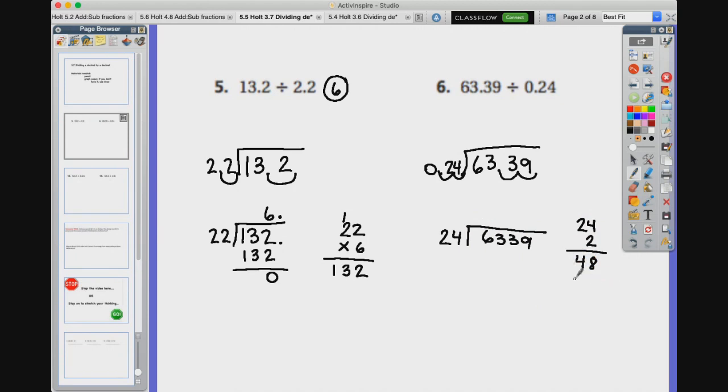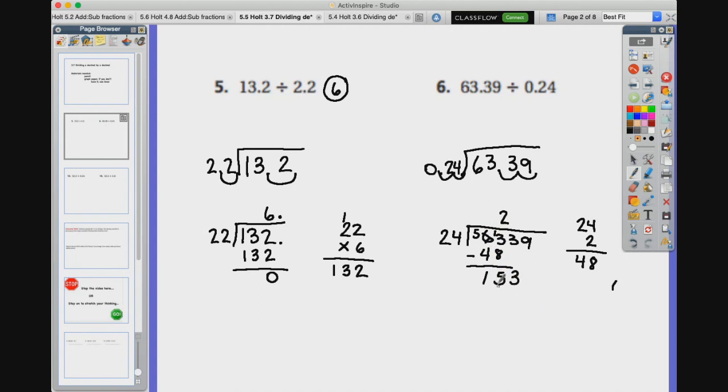So let's see. If I do, oopsies, we'll do it over here. 63 minus 48. What do I have left? Borrow and regroup. 13 minus 8 is 5. 5 minus 4 is 1. So I have 15 left. So, yep, it really does go in 2 times. And then 2 times 24 is 48. I have 15 left over. I'm going to bring down my 3.